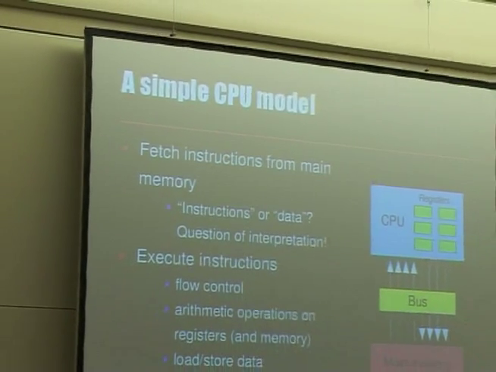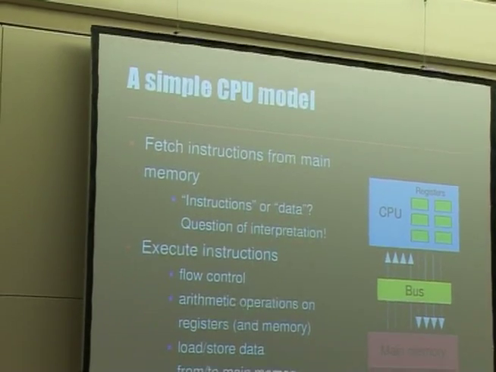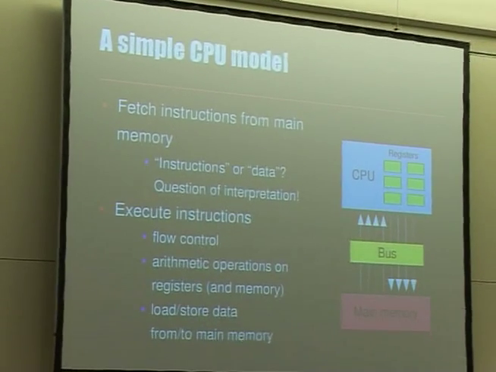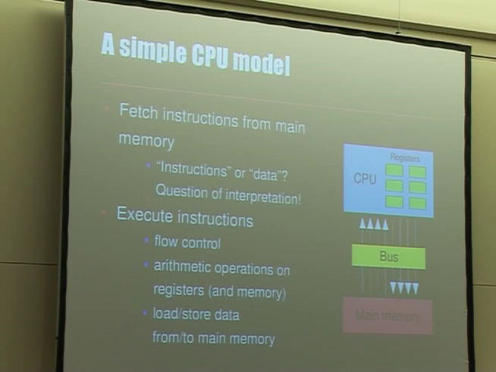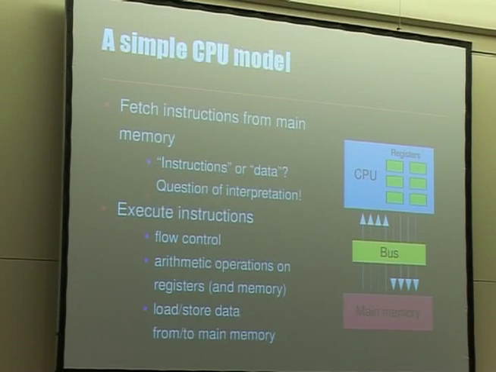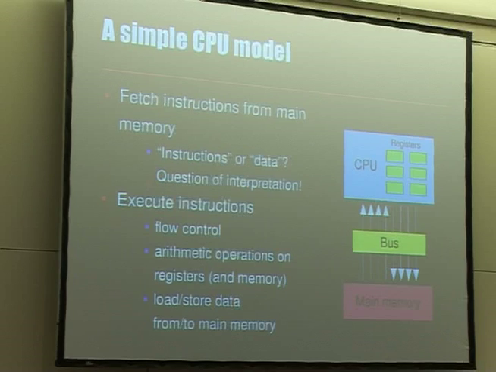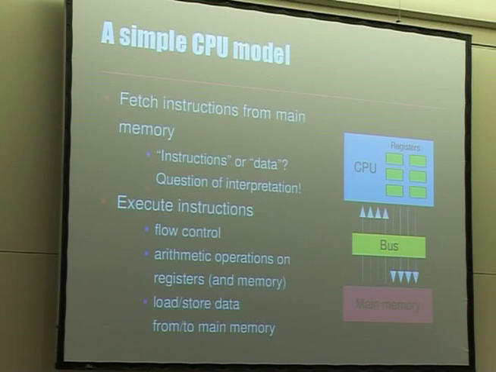So that's a pretty simple CPU model. You can see there's a CPU attached to a bus, and the bus itself is attached to the main memory, and the CPU is going to fetch instructions over the bus. There's one thing to say about that: instructions or data, you cannot really tell. It's a question of interpretation. That's going to be a key point to understanding what buffer overflowing is about, because things that should be data are going to be interpreted as instructions. And that's how the whole thing is going to work.